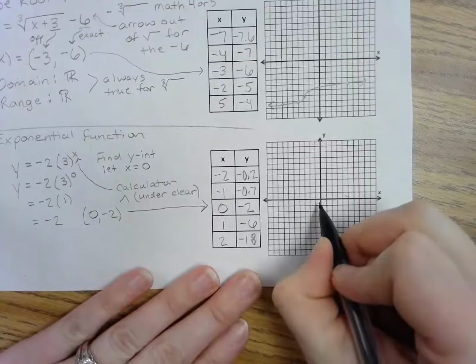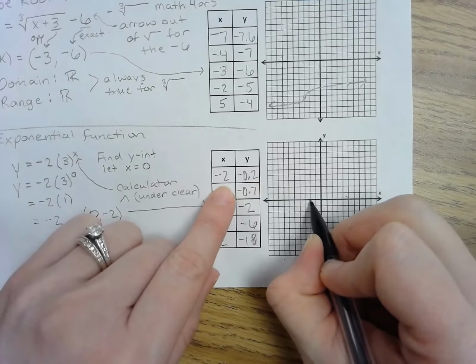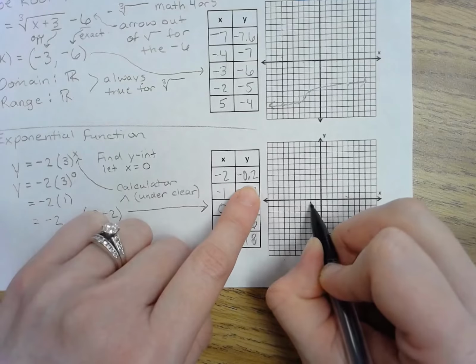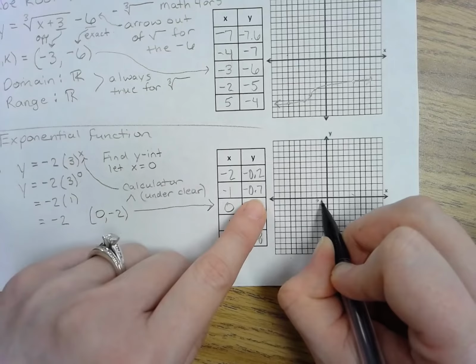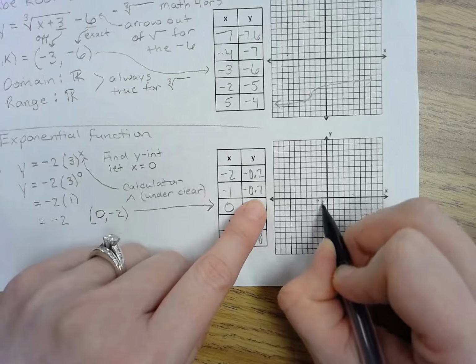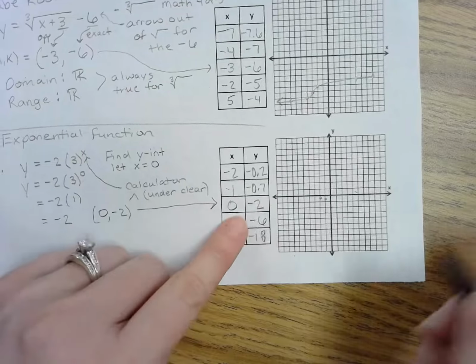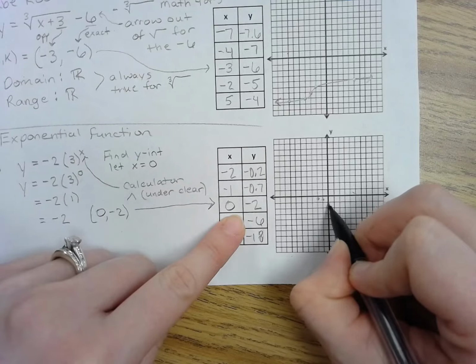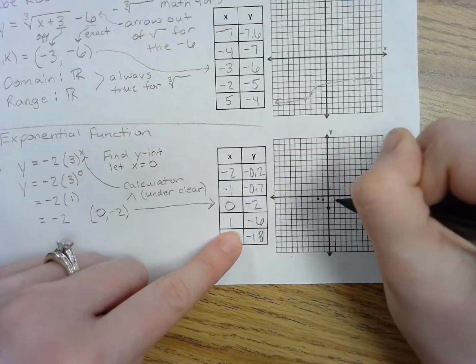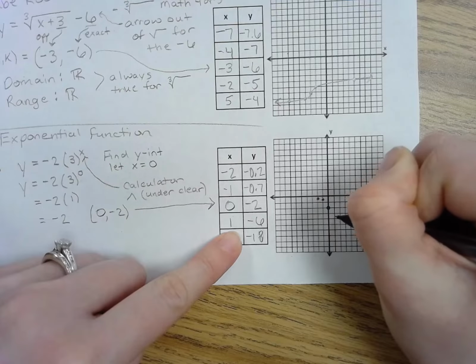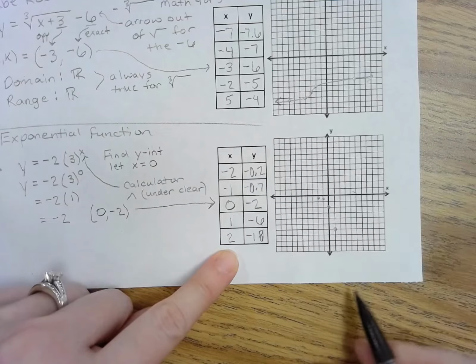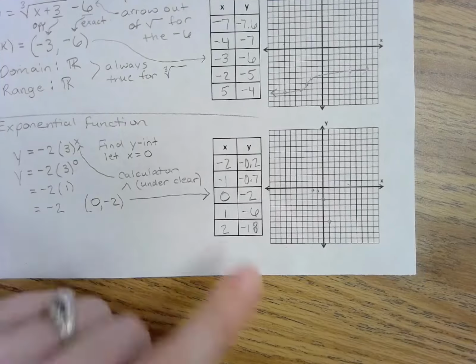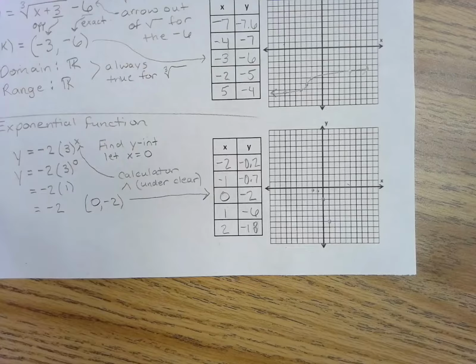So let's plot these points to form our exponential function. So -2, -0.2, which is just barely below the 0. -1, -0.7, so that's about halfway between the -1 and the 0. We have the 0, -2, the 1, -6, and then finally the 2, -18 will be somewhere out here, which of course won't fit, so we're just going to leave it off our graph. Don't ever worry about extending your graph.